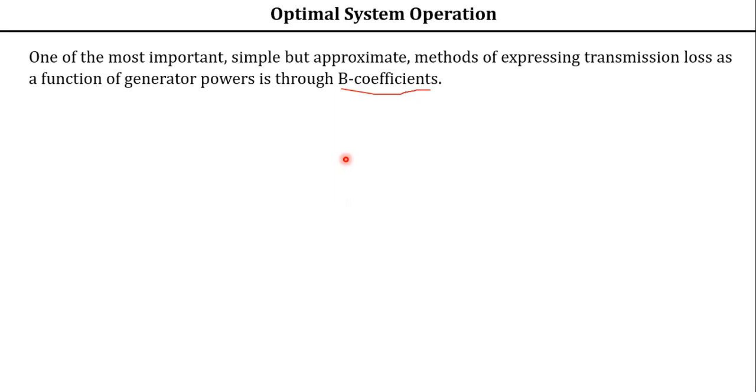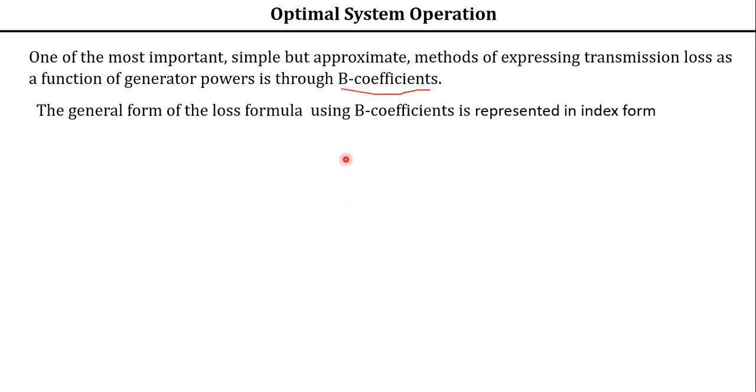So first one is the general form of loss formula using B coefficients, represented in different forms. Understood? So the general form for loss formula, that is PL, using B coefficients is represented in different ways. Either it may be represented in index form or matrix form or any other form. So first, let us take when this is represented in index form. Index form means what? You know index, I, J, K, etc. You will be putting it. So if it is expressed in index form, this is how the PL is represented.